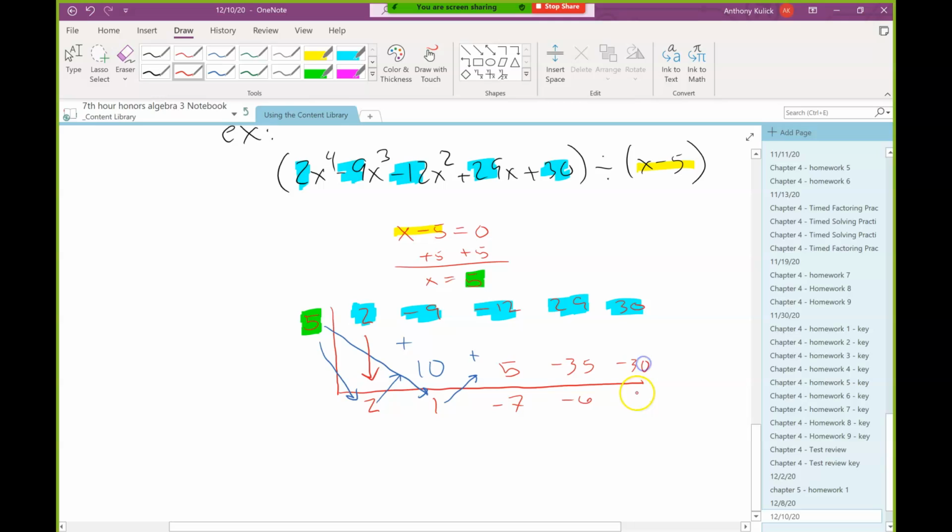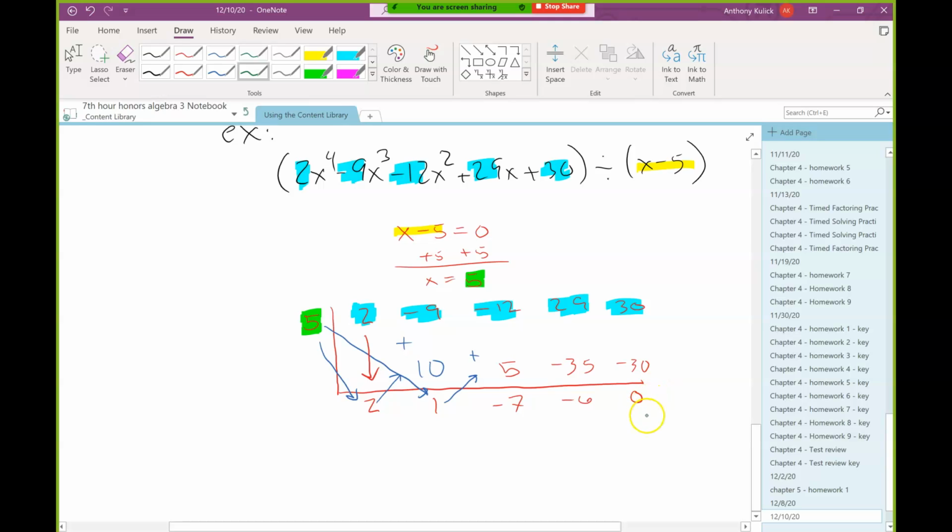And we're done. The synthetic division is over. I've completed the process. And you're looking at me going, wait, what? Well, it's done if you know how to interpret these numbers at the bottom.